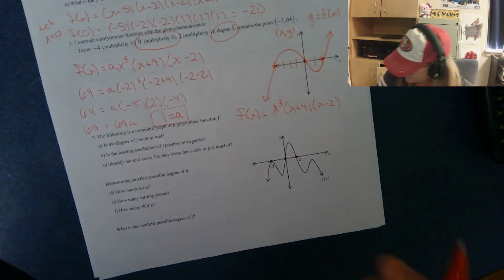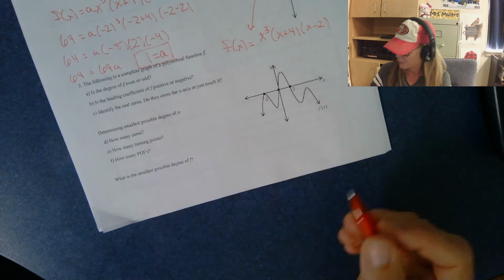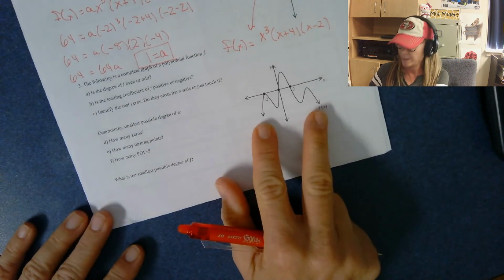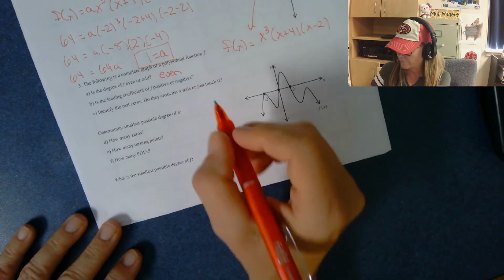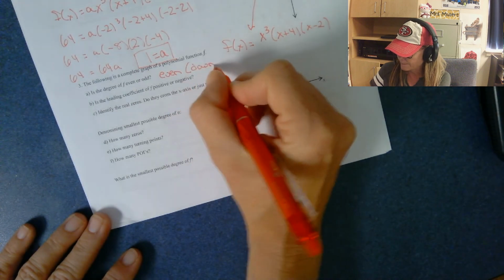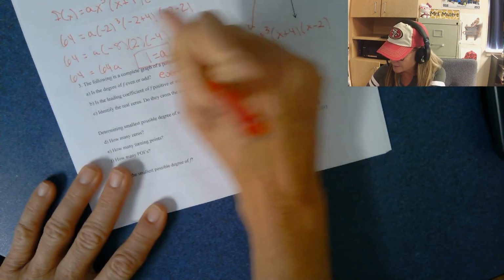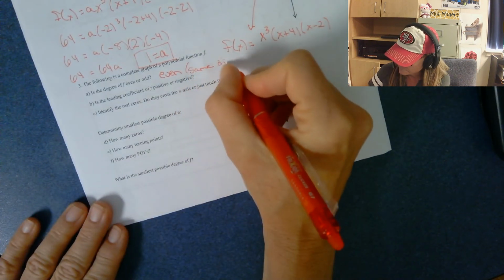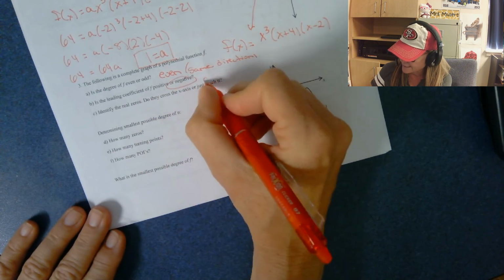All right, last one. The following is a complete graph of a polynomial function. Is the degree even or odd? This goes the same direction, down, down, so we know this had to be even. Is the leading coefficient positive or negative? That's going to be negative. Well, we shouldn't say it's even because it's down, down. We should say it's even because it's the same direction. And then we can say it's negative because it's down, down.